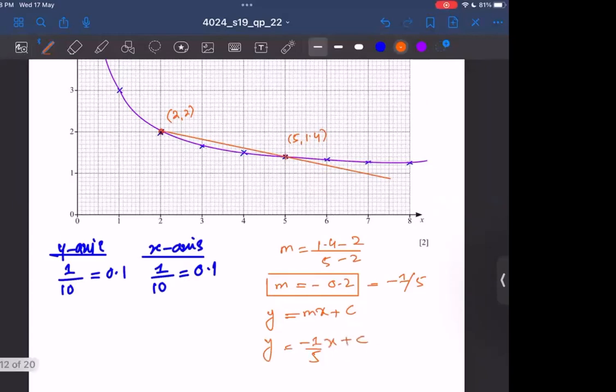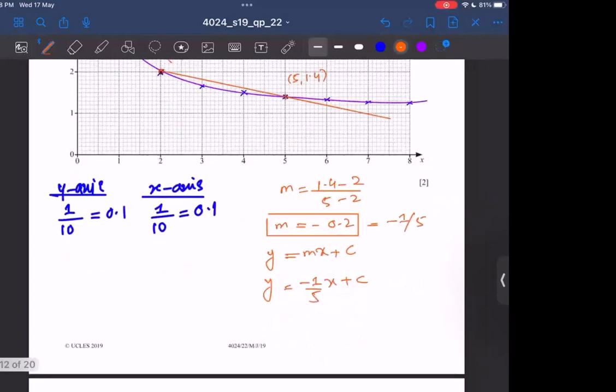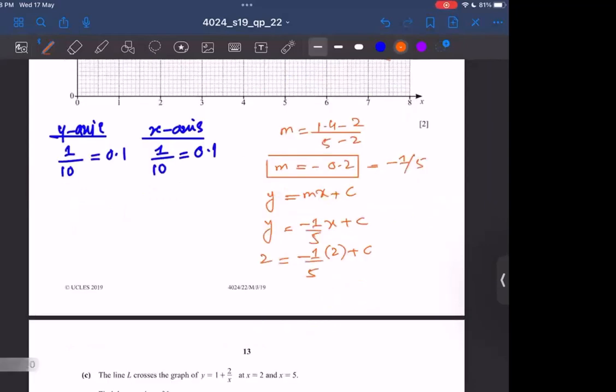Let's just find out the value of c. Just put the value of any point, that is 2, 2. So I just put 2 and 2 instead of x and y. So 2 equals minus 2 by 5 plus c, so 2 plus 2 by 5 is the value of c.